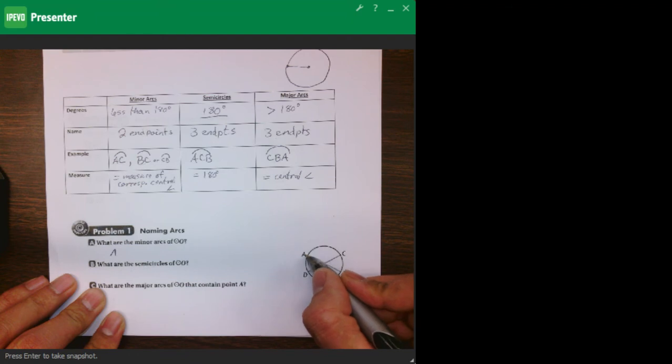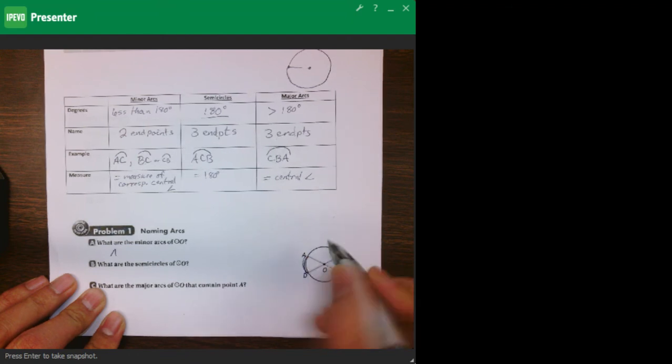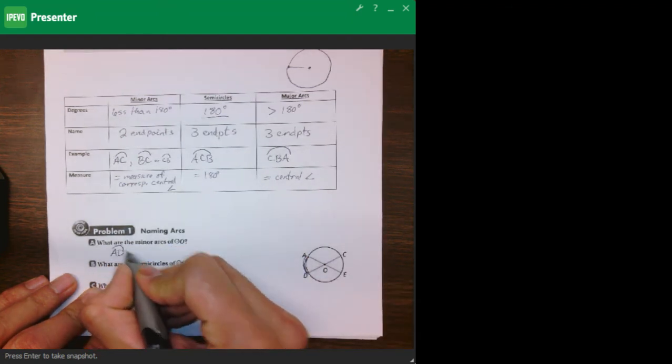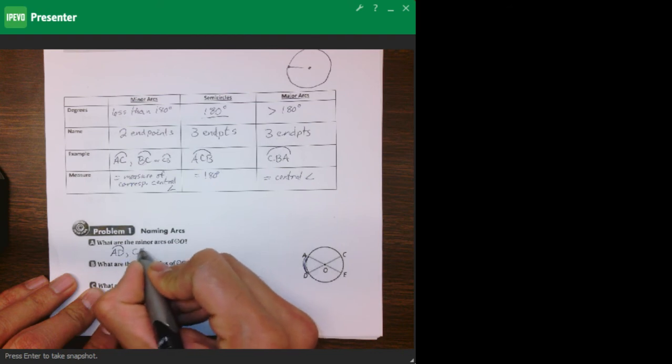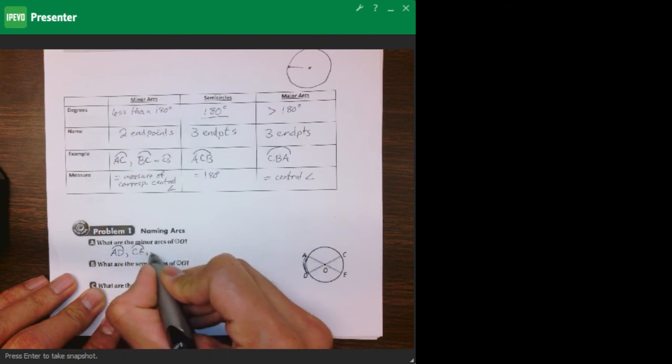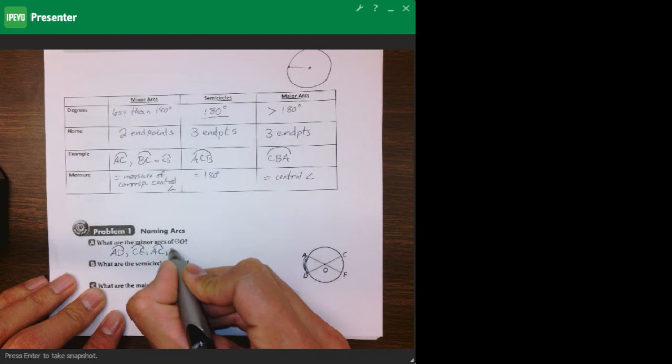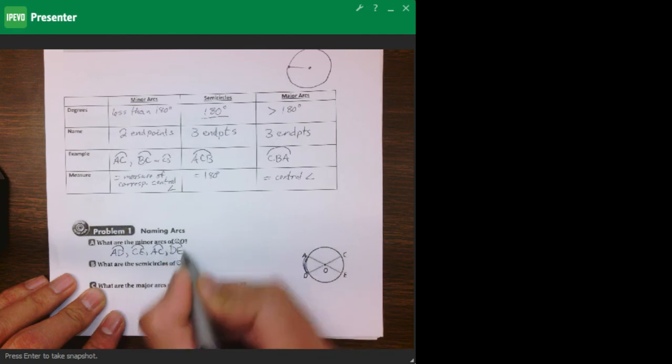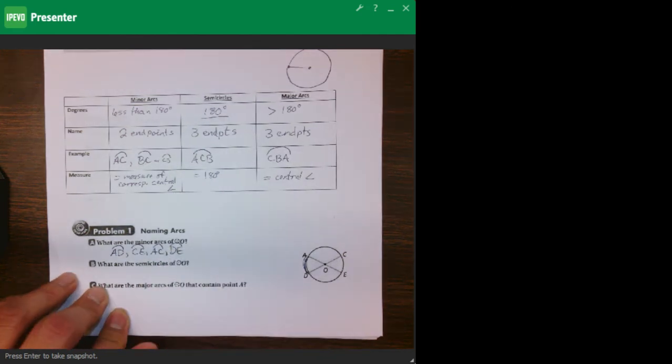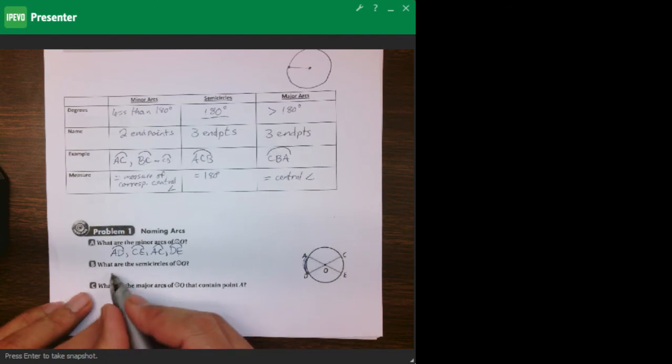I see right here A to D. That's definitely a minor arc. So we've got AD, and I'll just go ahead and list them out. AD, CE, AC, and DE. Again, if you wrote some of these letters backwards, that's okay. That's the same thing.